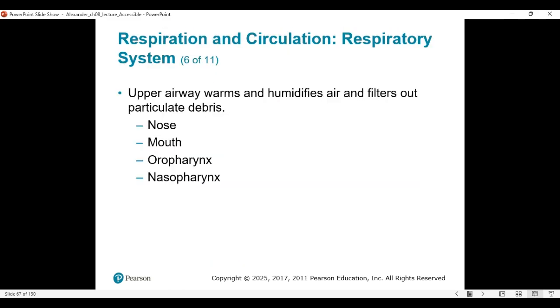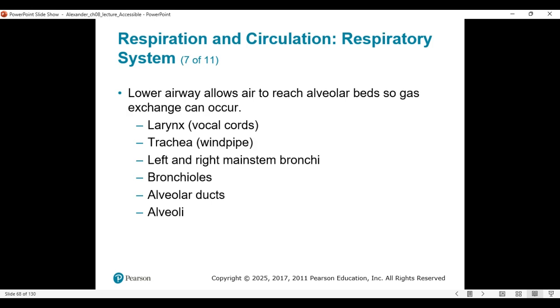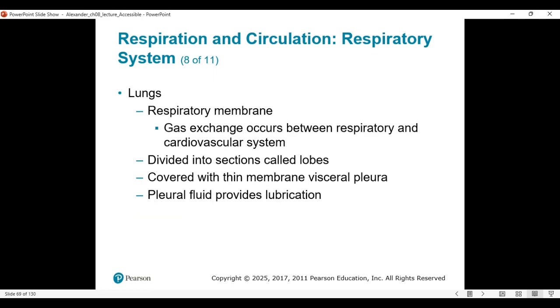Your upper airway warms, humidifies air, and filters out particles through your nose, mouth, oropharynx, and nasopharynx. The lower airway includes the larynx, trachea, left and right mainstem bronchi, bronchioles, the alveolar ducts, and the alveoli at the very end. In the lungs you have a respiratory membrane. This is where gas exchange occurs between the respiratory and cardiovascular system.